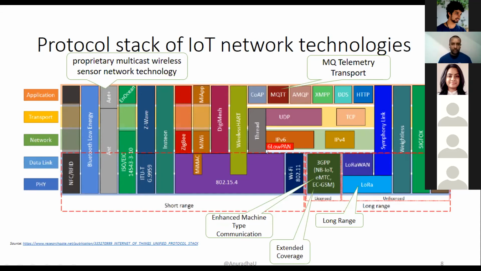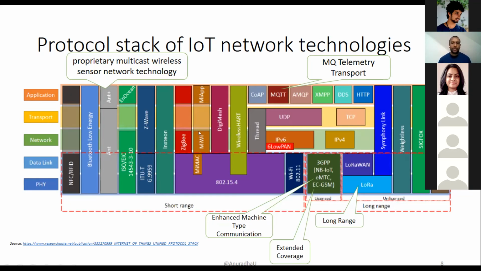And on the network layer, if you look carefully, it's basically IP version 4 and IP version 6. And then on the transport layer, it is UDP and TCP. And then we have application layer protocols, for example, HTTP, and also MQTT, MQ Telemetry Transport, which is one of the widely used application layer protocols.